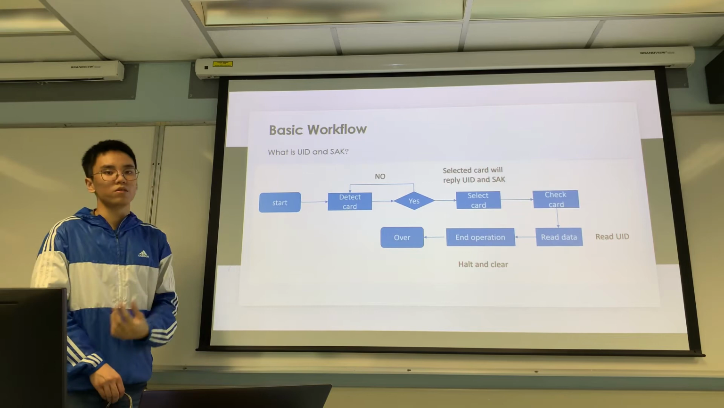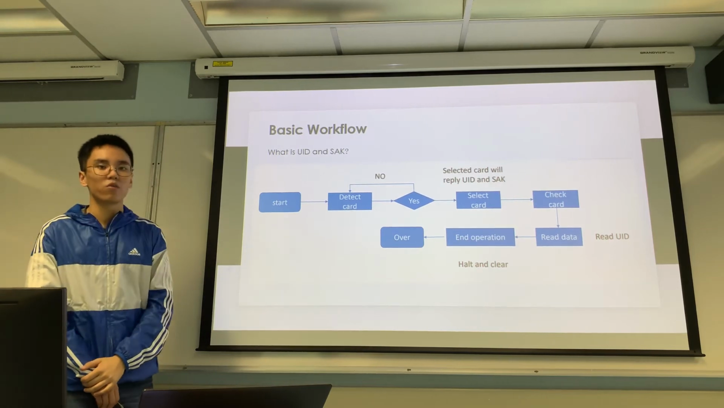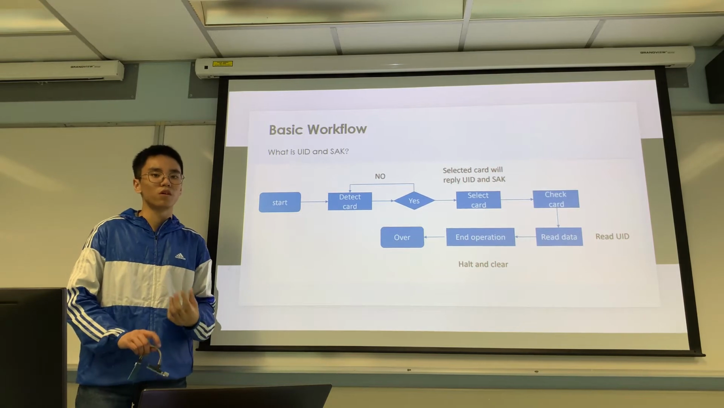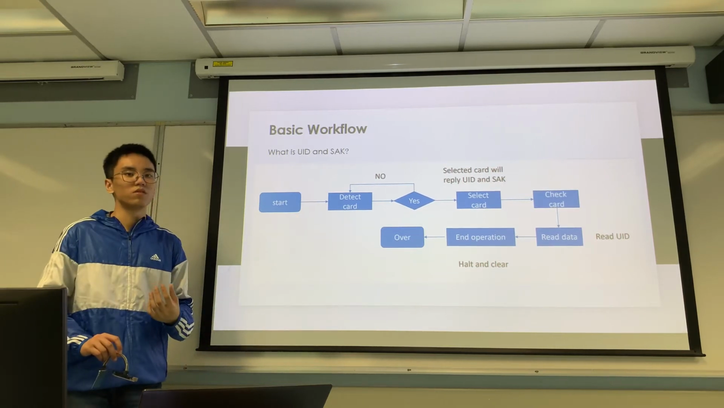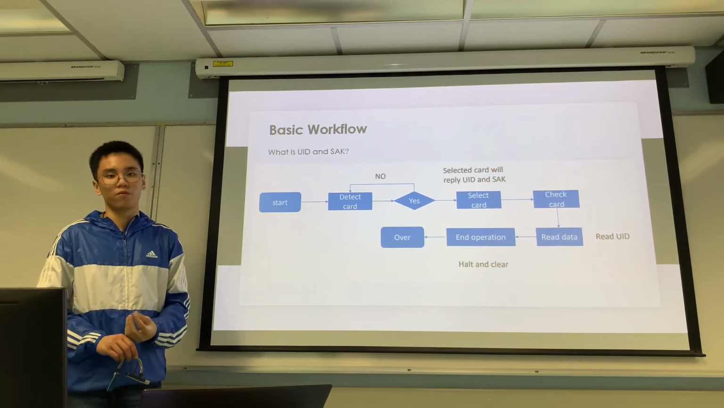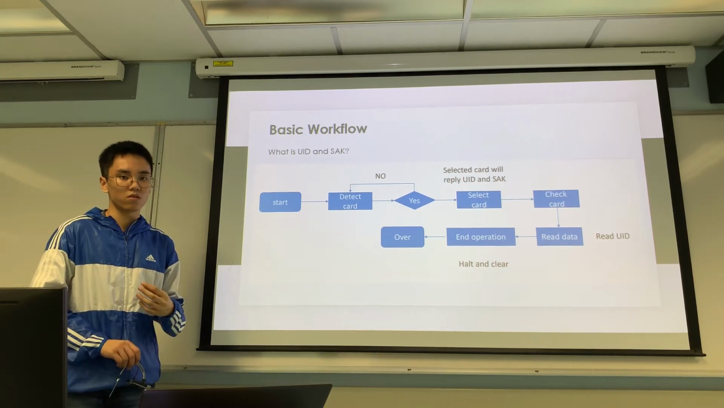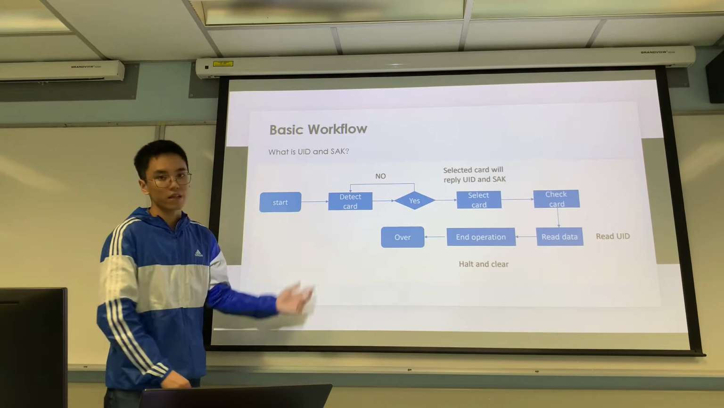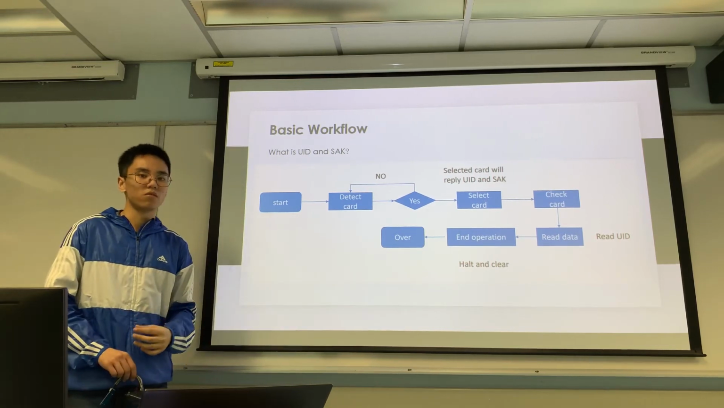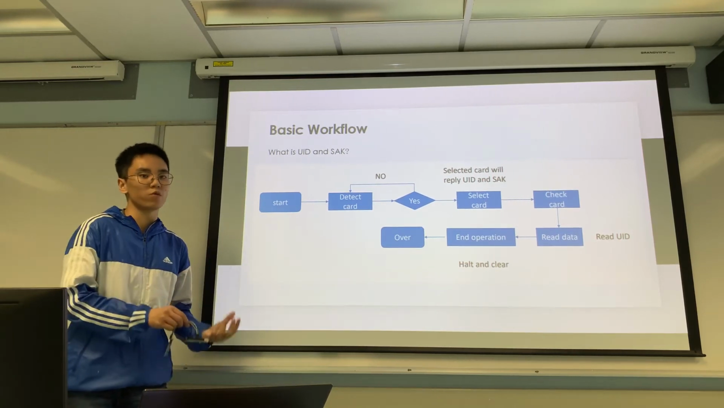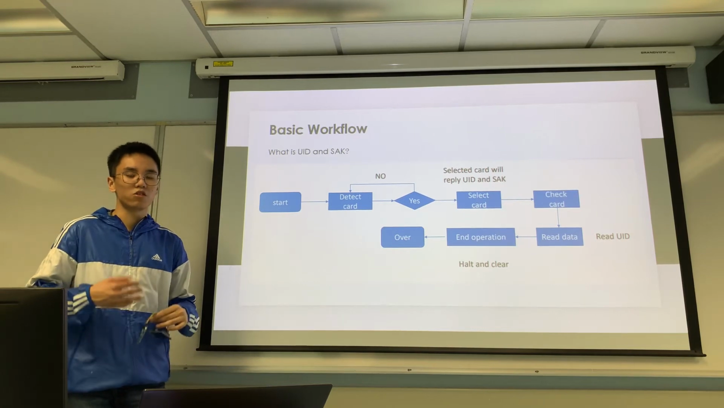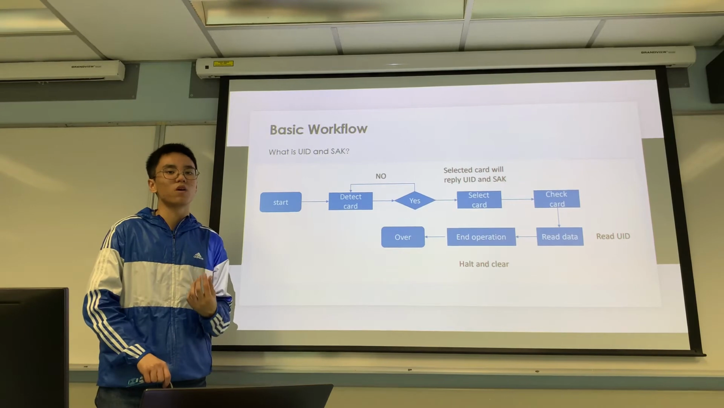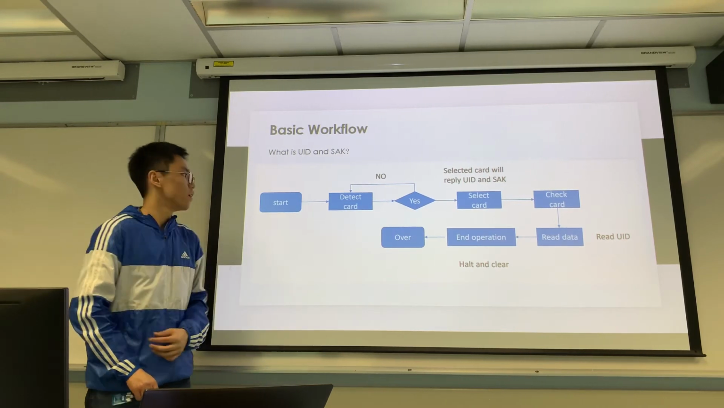Now, what is UID and SAK? UID, just like our ID card, is a unique code for each product. This is also the core method for our product recognition. Now about SAK. SAK is mainly about our product's category, and we can ensure that our reader will only read the authorized card in our shop.